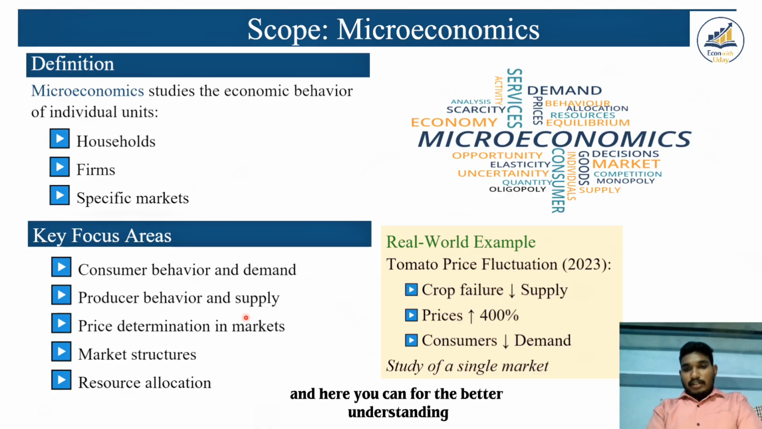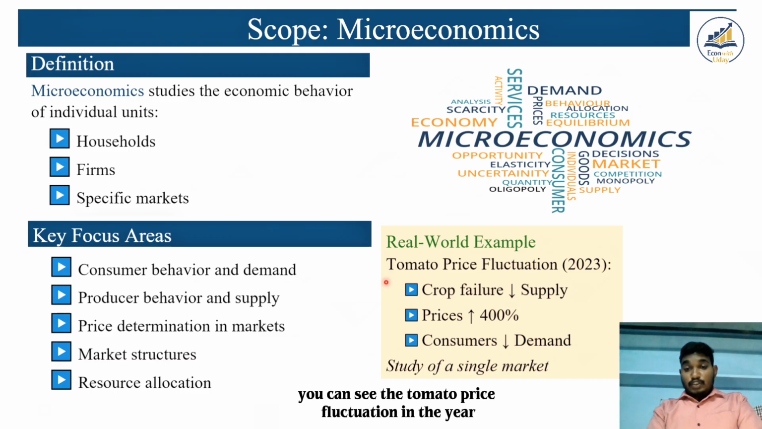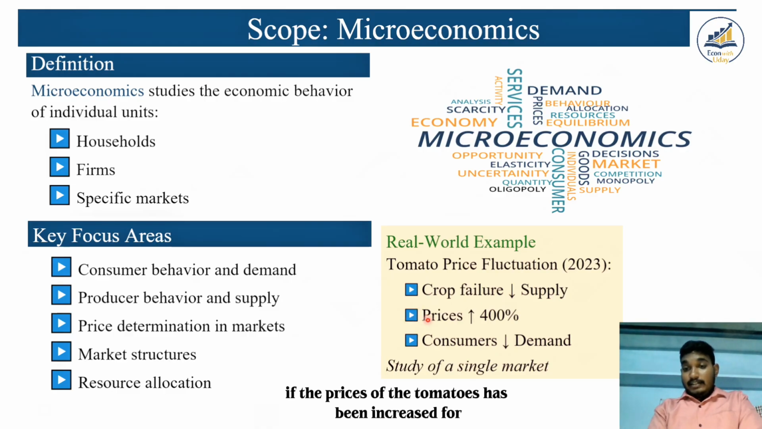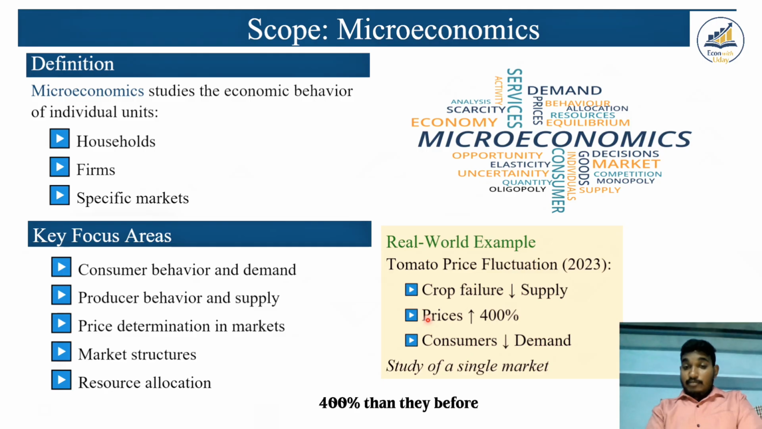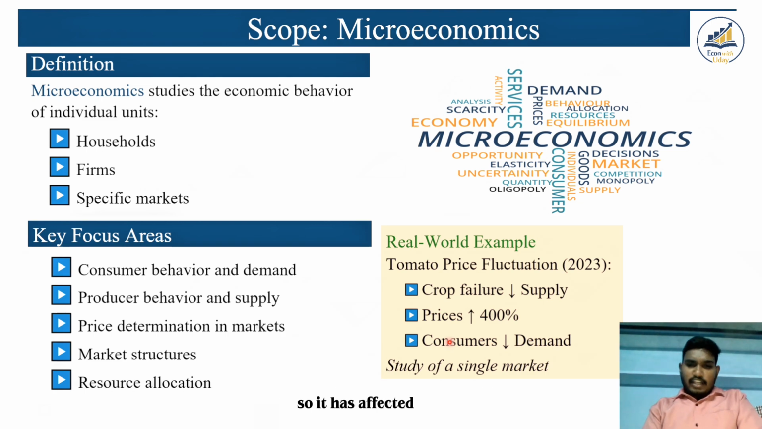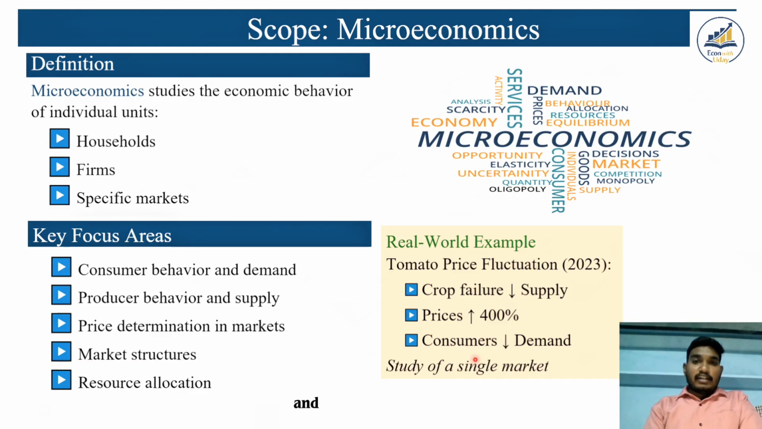For better understanding, you can see a real world example. Here you can see the tomato price fluctuation in 2023 due to crop failure and less supply. The price of tomatoes increased by 400% compared to before. As a result, consumer demand decreased, and the farmers' revenue fell. So it affected the farmers, and it is a study of a single market, the tomato market, not the whole nation's market. So you can easily understand this concept. Next, we are going to study the scope of macroeconomics.